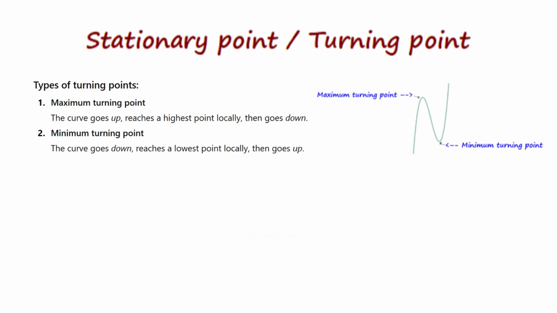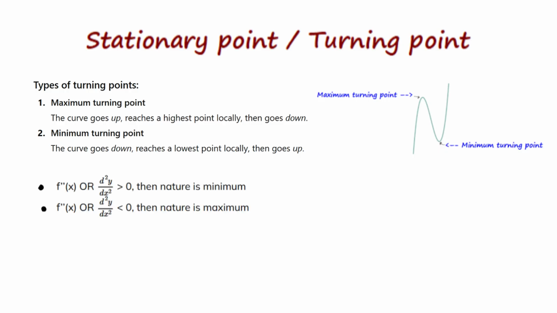So how do we find whether the turning point is a maximum or a minimum? By using the second derivative. The second derivative tells you the type: f double dash of x, that is d square y by dx square. When this is less than 0, then the turning point is a maximum. When d square y by dx square is greater than 0, then the turning point is a minimum.